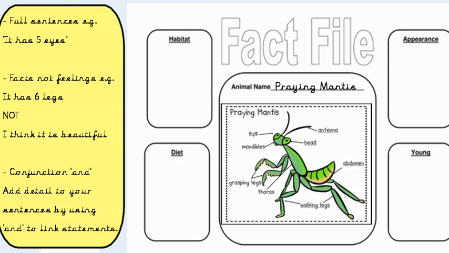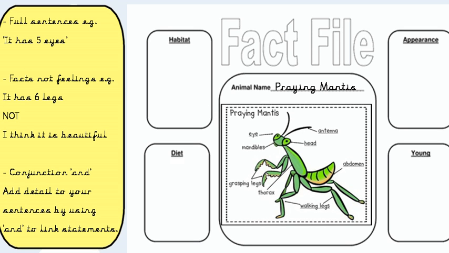Finally, I've started my own fact file here, and I chose the praying mantis, as I thought that was a character who I didn't know much about. Now I've cheated, as you can see, and I've copied and pasted a picture and a diagram into this section of the fact file. As you can see, it's got labels for the different parts of the praying mantis.